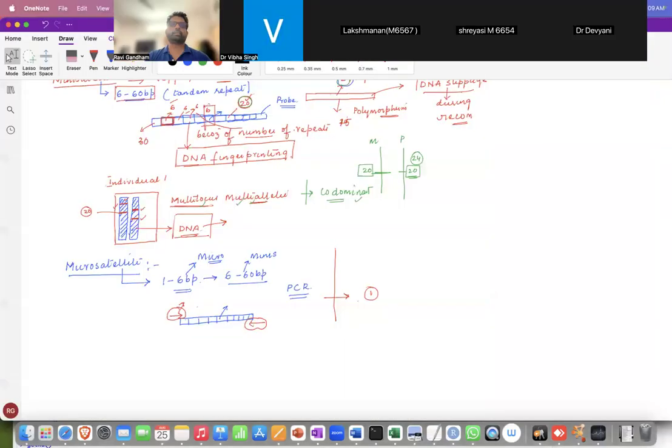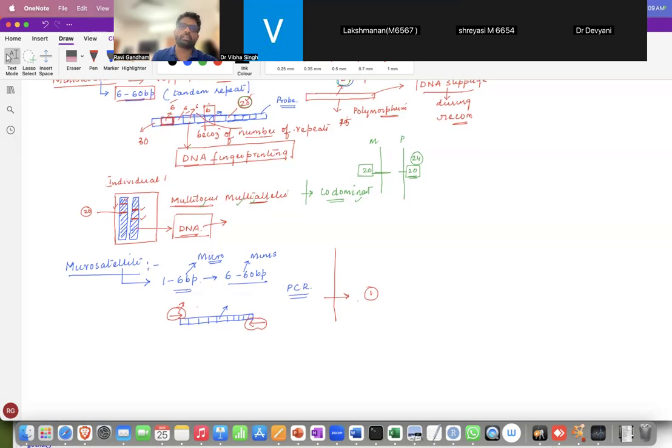Okay, guys. This is the place where yesterday we stopped, if you remember. We started with what is a marker, and then we decided that we are going to talk about anonymous markers and also candidate gene markers. And I defined what anonymous markers are and what candidate gene markers are. All right? Okay.